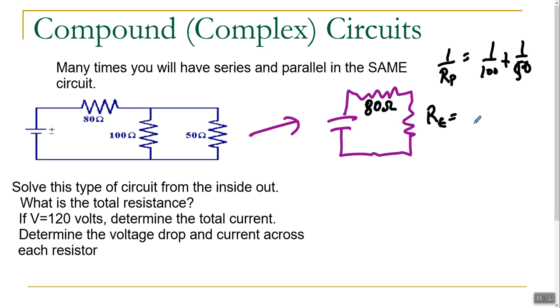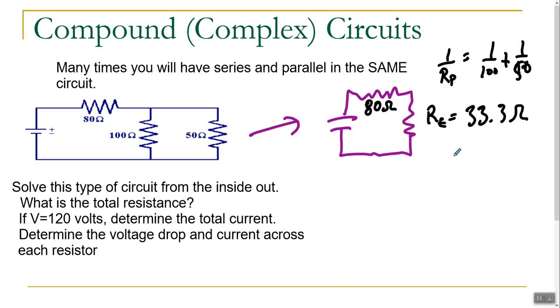So 1 over 100 plus 1 over 50 gets you an effective resistance here of 33.3 repeating. All right. So if you try that out, make sure you get the same number as me here. If you got 0.03, you forgot to do the inverse rule again and flip that back over.